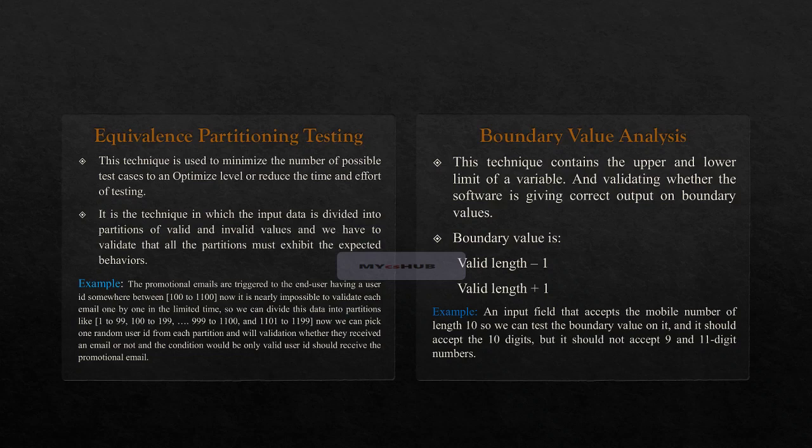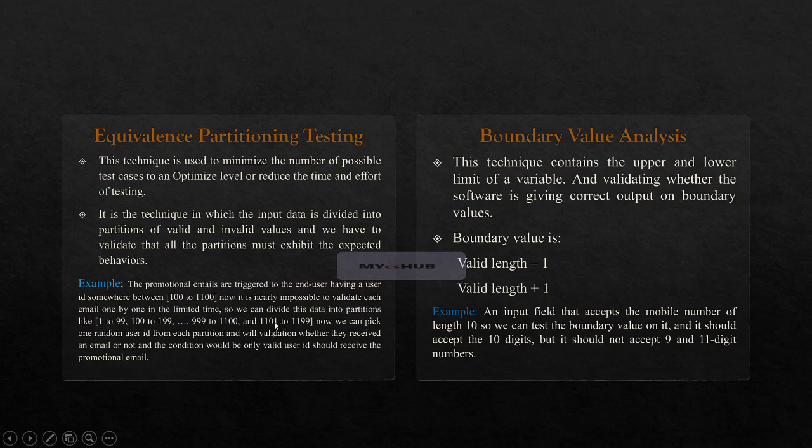Now we can pick one random user ID from each partition, and we will validate whether they received an email or not. The condition would be that only a valid user ID should receive the promotional email. As we have seen here, the email should be triggered for the user ID 100 to 1100. So when we pick someone below that, like 2, 3, or 10, any random ID, this ID should not receive the email.